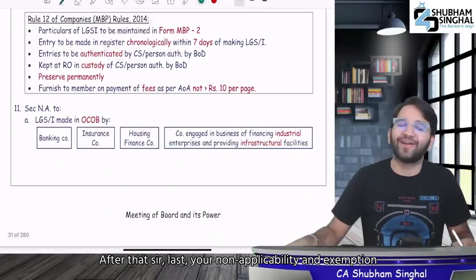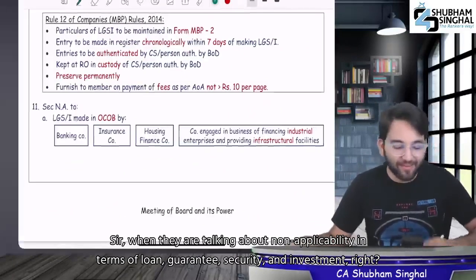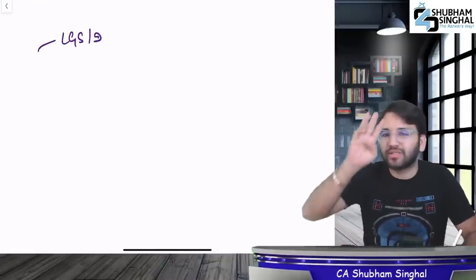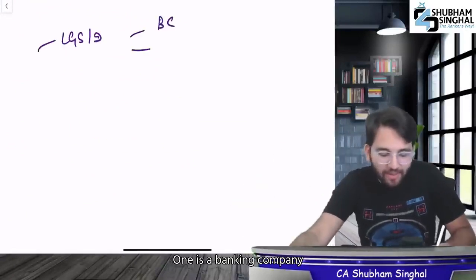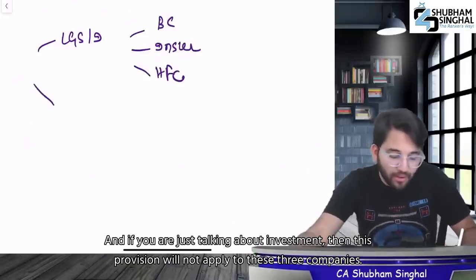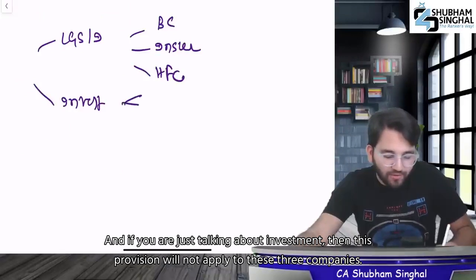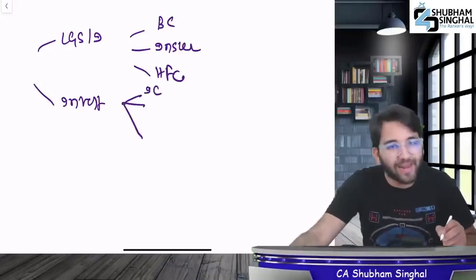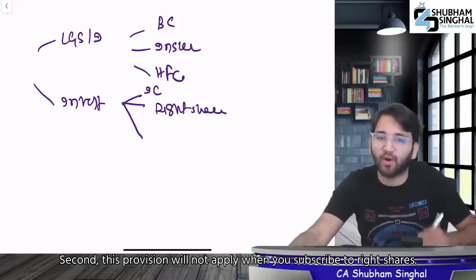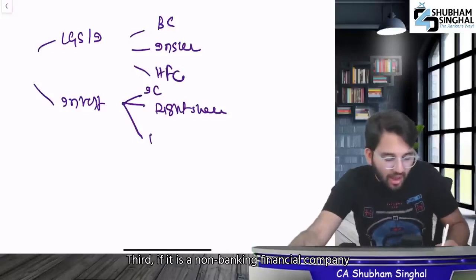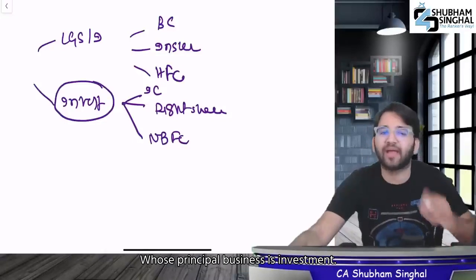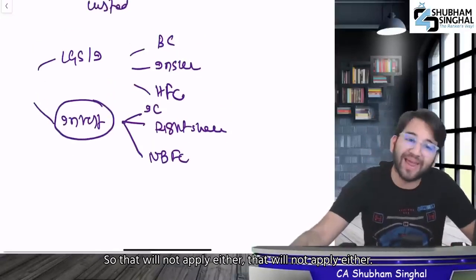After that, lastly, non-applicability and exemption. They are talking about non-applicability in terms of loan, guarantee, security and investment. It won't apply to 3 companies: a banking company, an insurance company, and a housing finance company. Furthermore, if you are talking about investment, this provision will not apply to these 3 companies. It won't apply to an investment company. Second, this provision will not apply when you subscribe to rights shares. Third, if it is a non-banking financial company whose principal business is investment, that will not be applied.